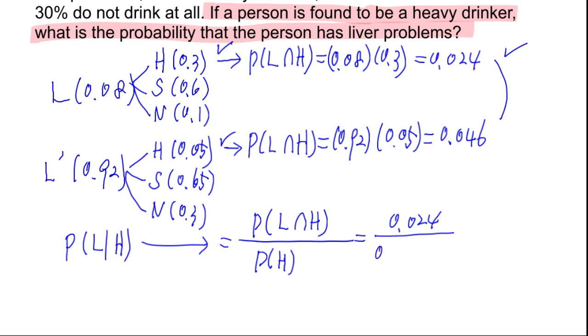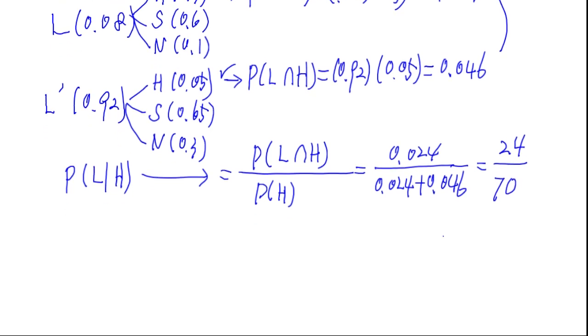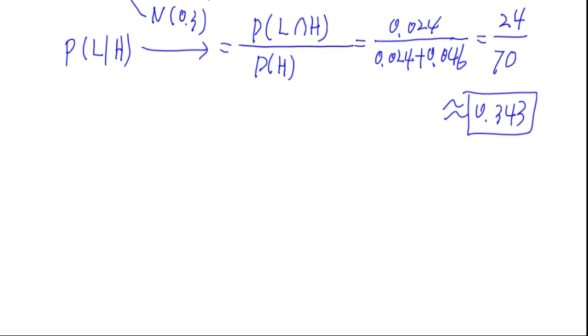And heavy drinker is the sum of these two things, right? So 0.024 plus 0.046. This is 24 over 70. Okay, good.